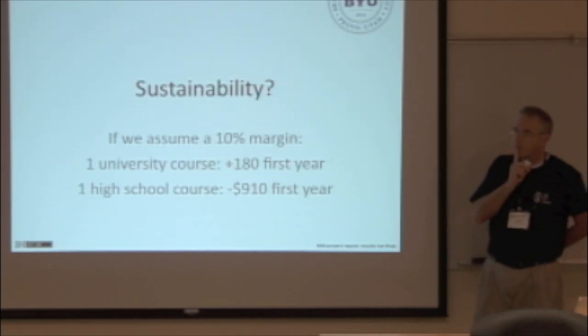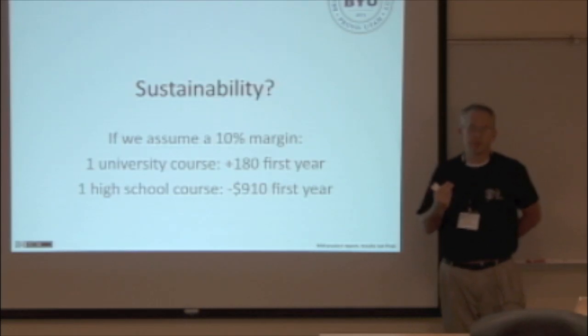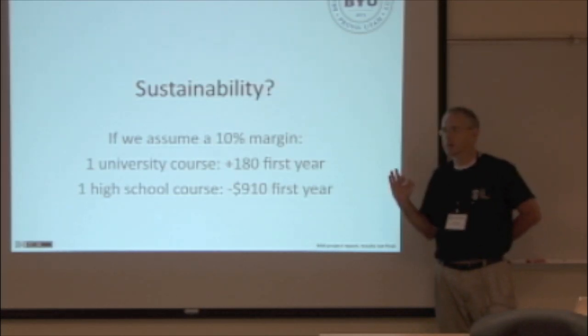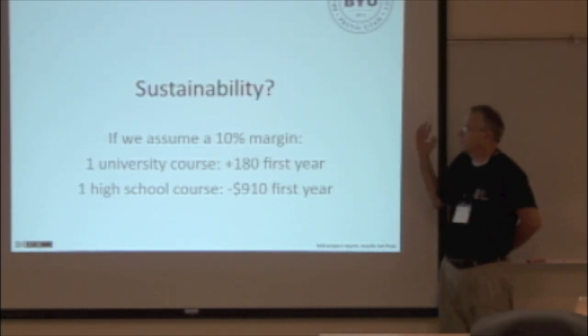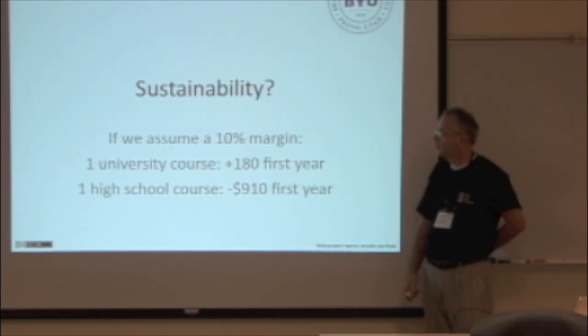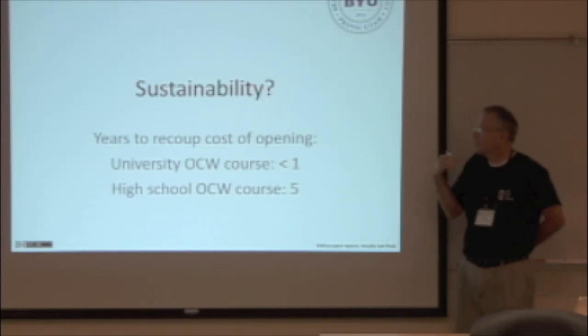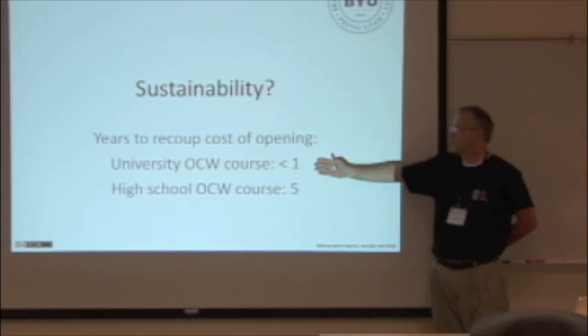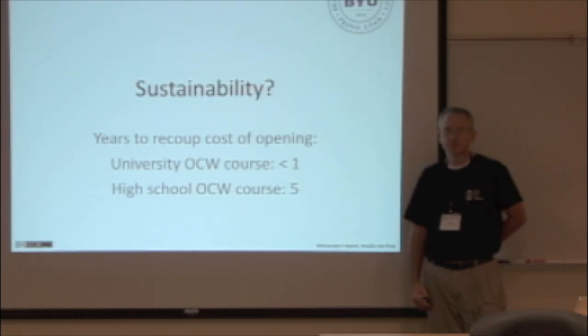BYU Independent Study hasn't been very willing to talk about what their margin is, which I have no complaints about. I think it's awesome that we're getting to do this study at all, so I'm not going to be critical. But if we just assume a 10% margin, then at the end of the first year, you're up $180 on your university course, and you're down $910 on the high school course. The other way of looking at that is the number of years to recoup the cost of opening that course: the university course pays for itself within a year. The high school course takes about 5 years to pay for itself.